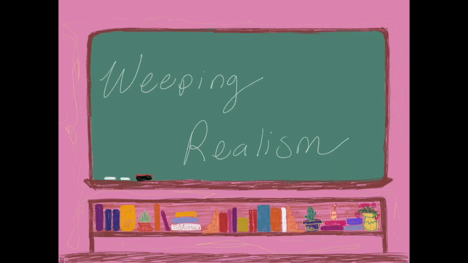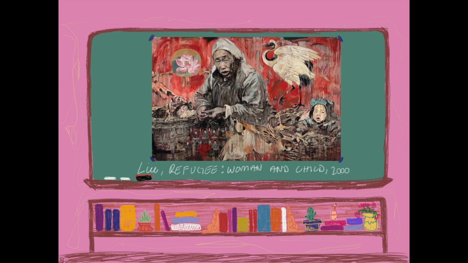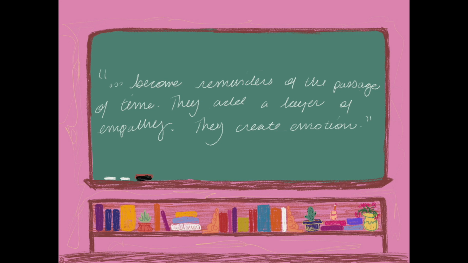And throughout her career, Liu used a technique that's called weeping realism, which is where she would pour linseed oil over paintings that had been based on photographs. There's a quote from an exhibition curator, Dorothy Moss, who says that the textures created by weeping realism become reminders of the passage of time. They add a layer of empathy, they create emotion. Making work based on photographs like this offers an antidote to this destruction of family history and memory, while also acknowledging the ongoing impact of the political corruption and violence that led to such destruction of property.